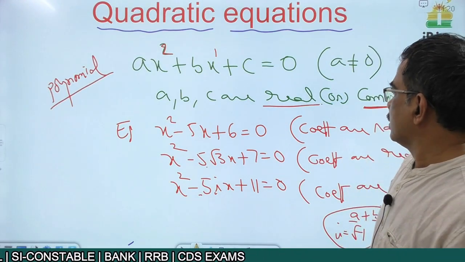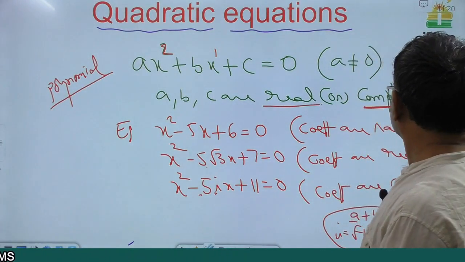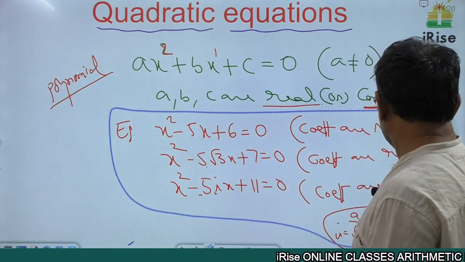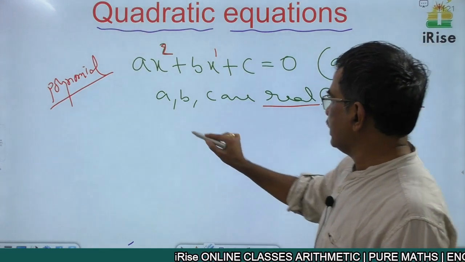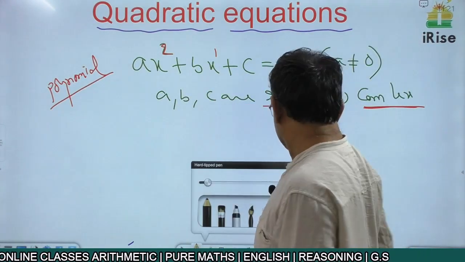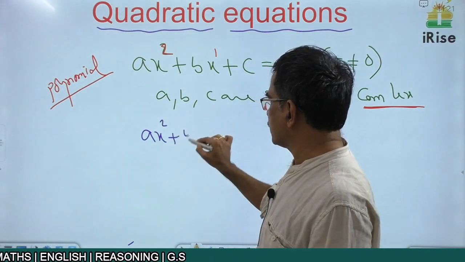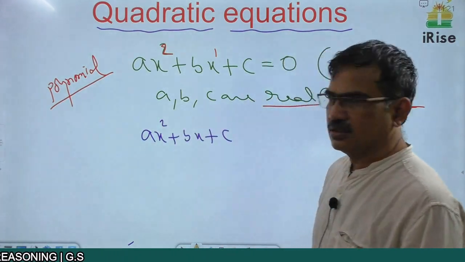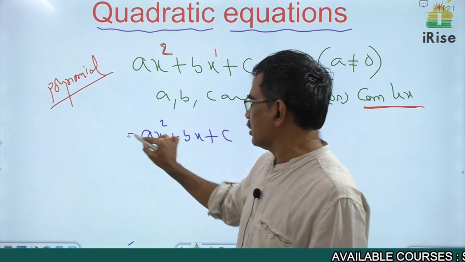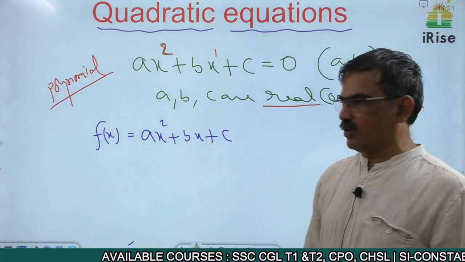Okay. Next, what is a quadratic expression? See here, in this only the left side part of the equation is considered. That is, ax square plus bx plus c is called a quadratic expression or quadratic polynomial, generally denoted by f of x.